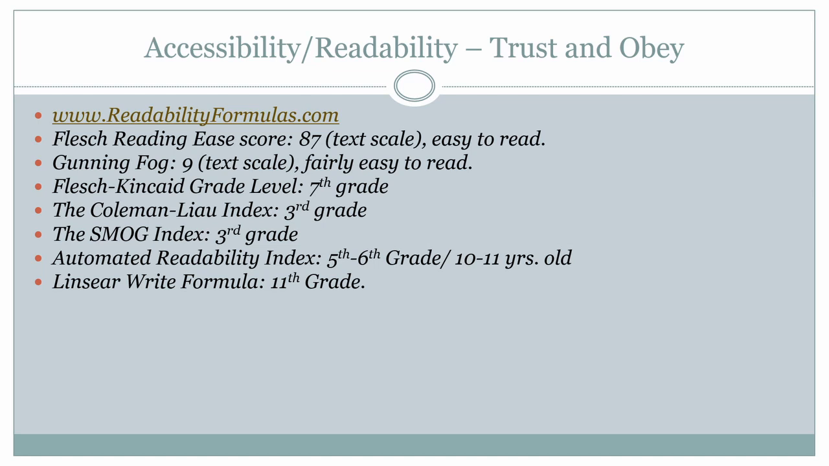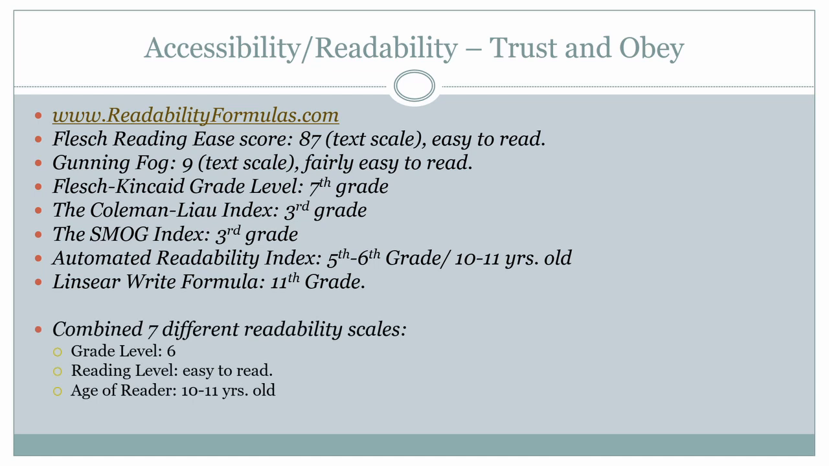What does that mean? Well, these are just calculations, really, and they take different factors into account to estimate the ease of reading the piece that has been analyzed. Some of them take the length of words and weight them differently. They take how common words are or uncommon they are. And so you really have to understand the scale to understand what it's telling you about the difficulty of what you've written. Then you can kind of combine these different scales, combine 7 different readability scales. You get a grade level of 6, reading level that's easy to read, and the age of the reader, 10 to 11 years old. And you want to think about that in terms of your target audience.